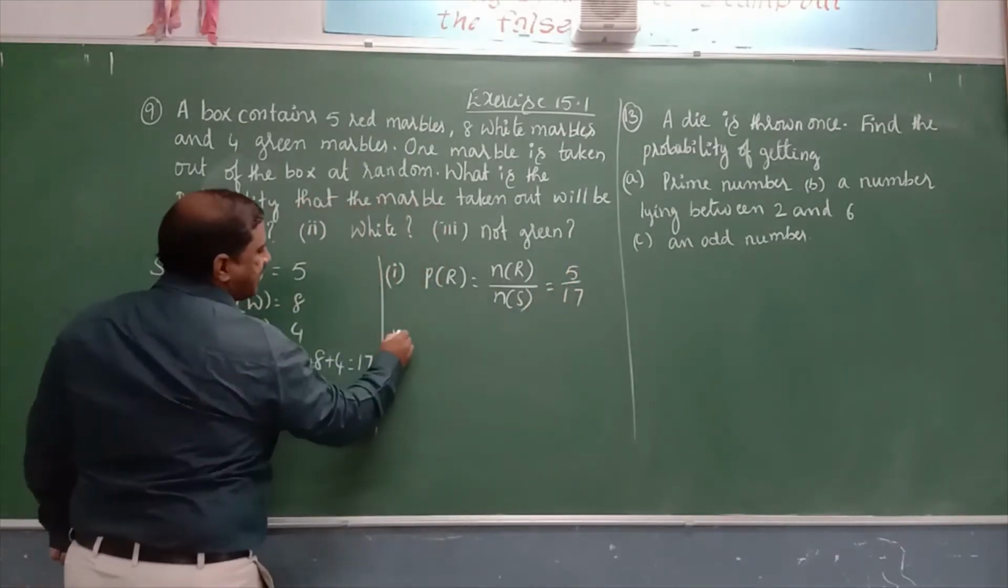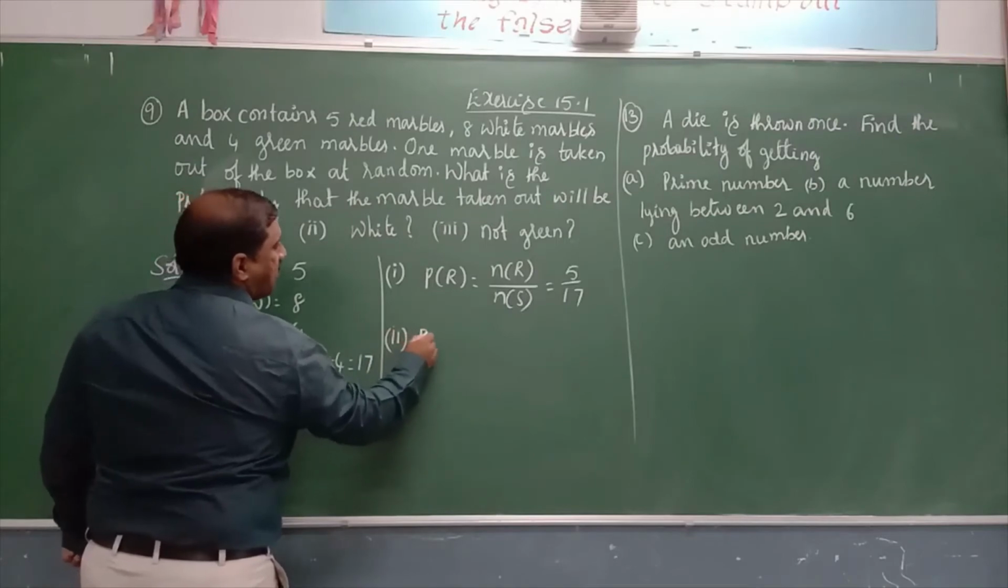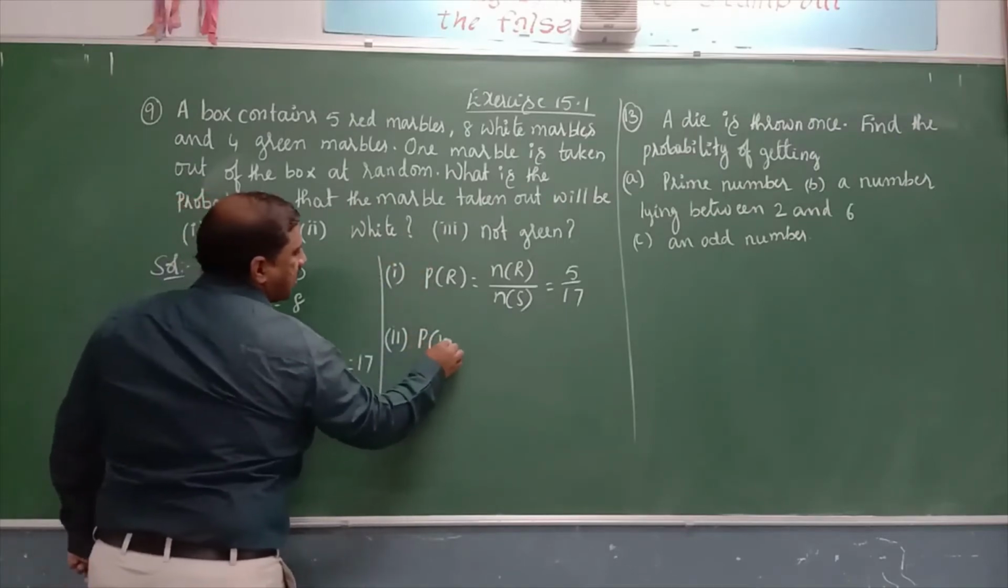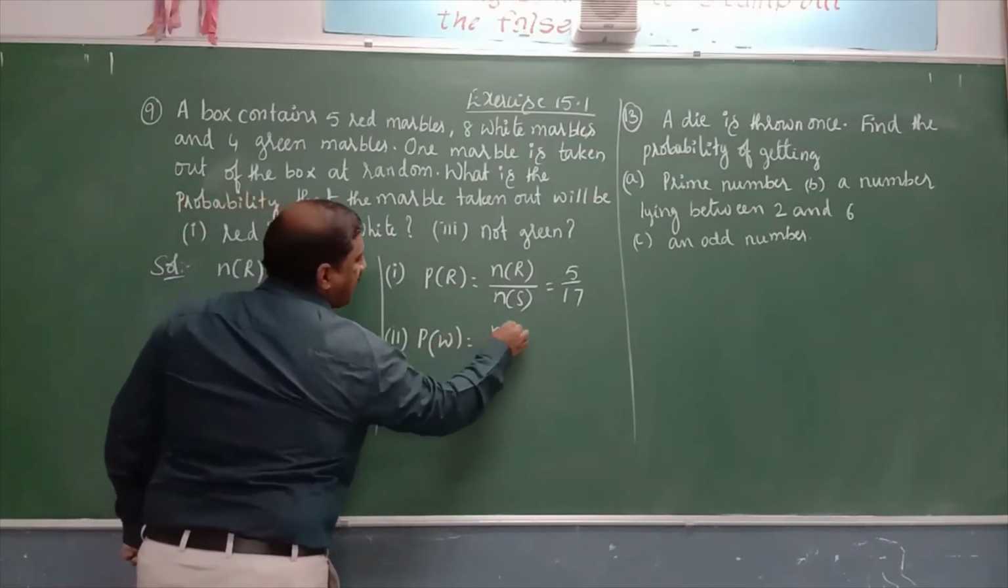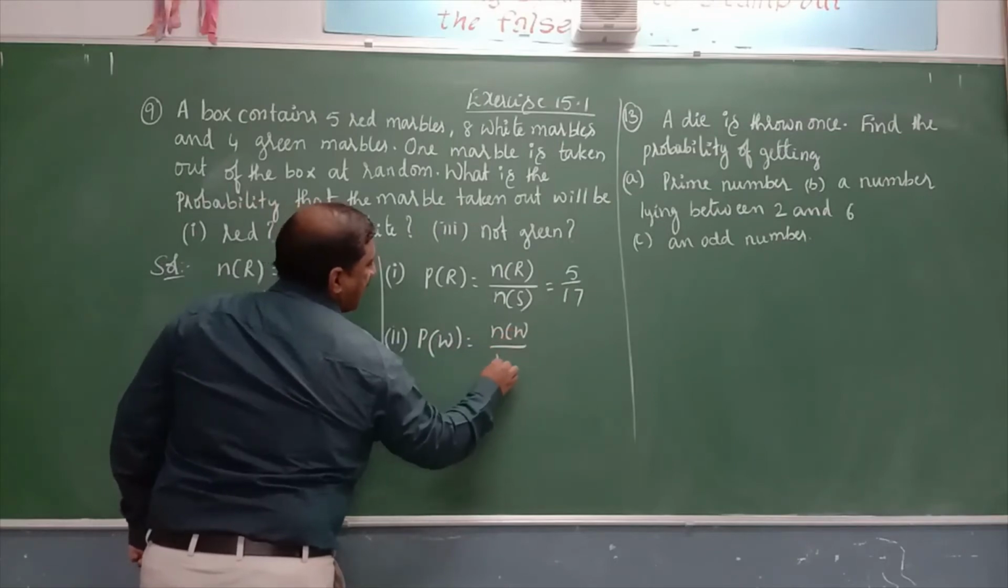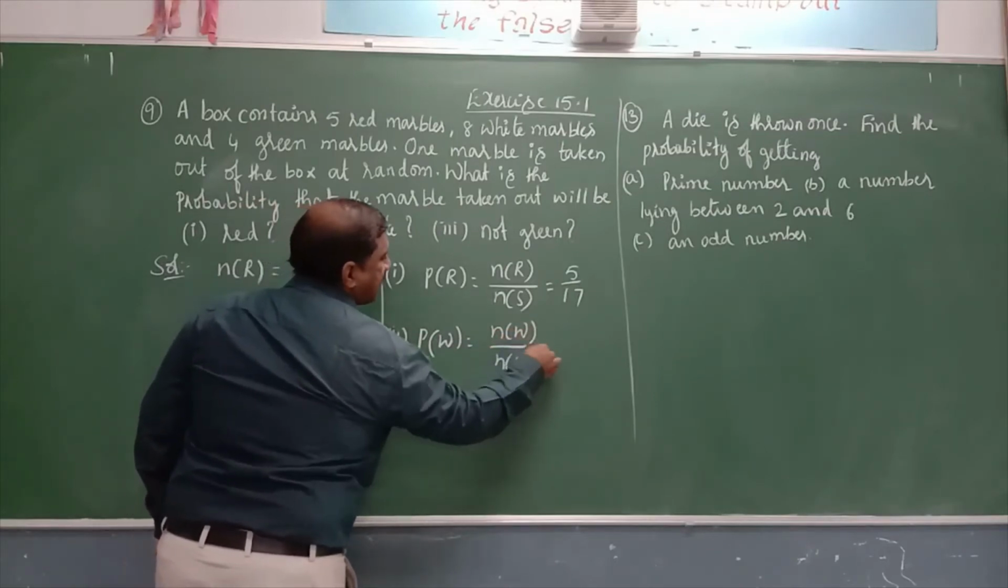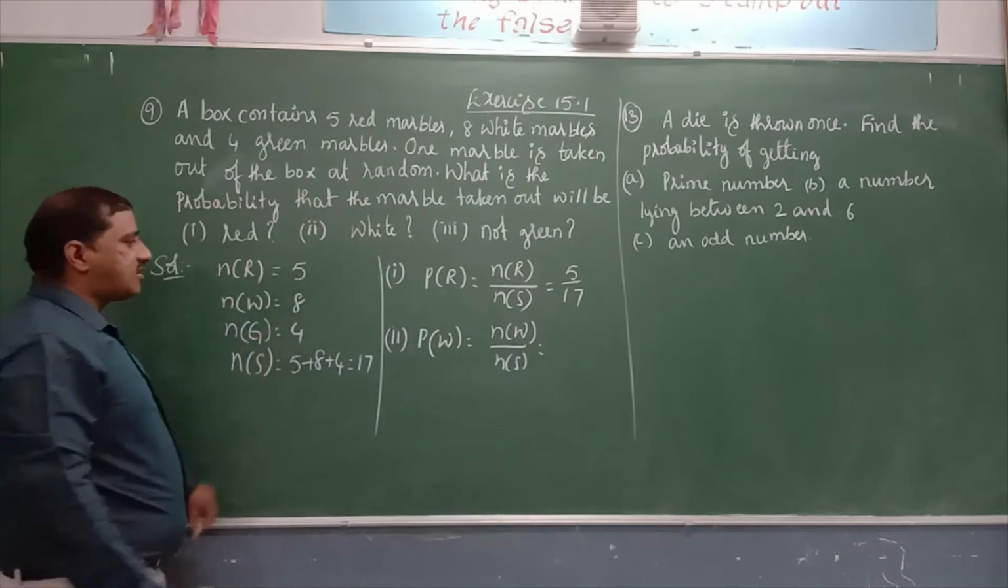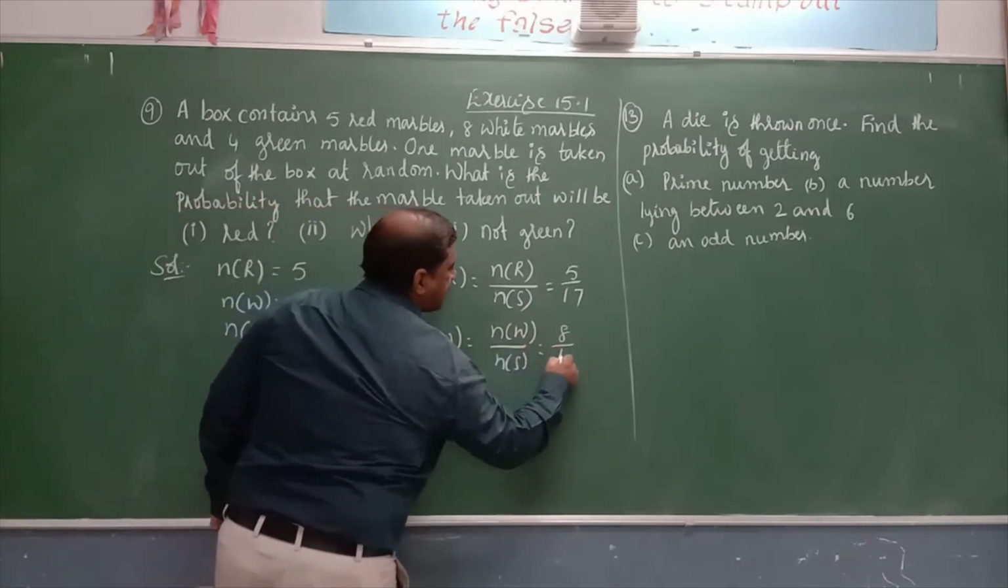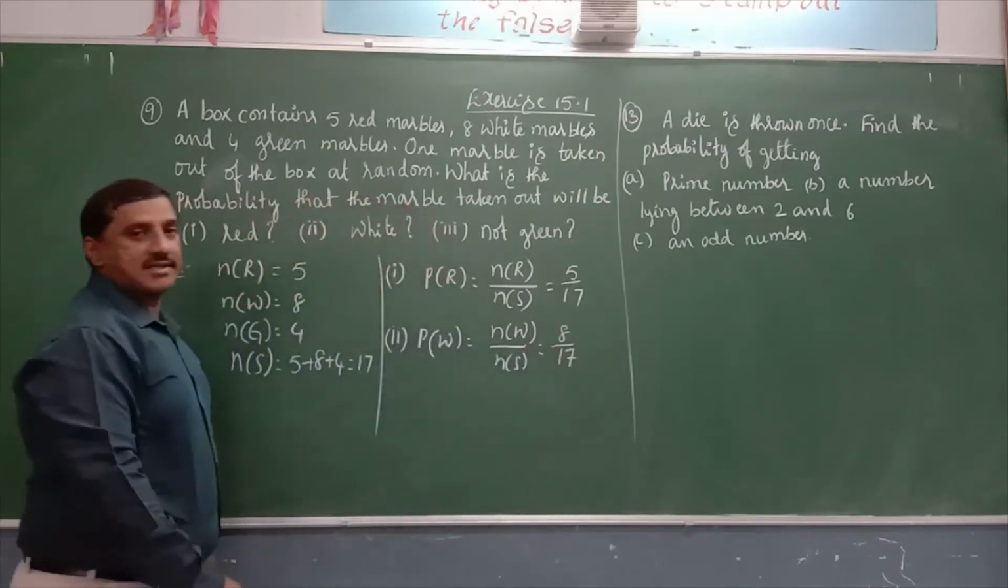Next, the second case, the probability of a white marble. So W, I have taken. N of W divided by N of S, where N of W is equal to 8. So it is 8 by 17.